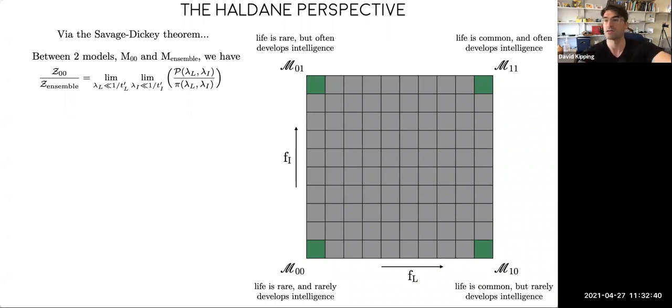So let's consider the entire ensemble here, all of the squares, as our nested ensemble of all possibilities. The green dots are the nested locations within that ensemble. So compare Z00, model 00, against the ensemble. Z is the Bayesian evidence. The theorem tells us that it's just the ratio of the posterior at that point divided by the prior at that point. That's the Savage-Dickey theorem. That's all we need to do.